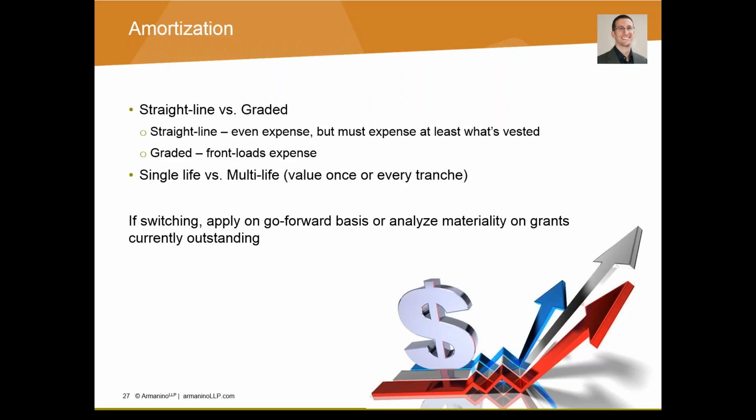expensing does. I'm not going to touch too deeply on single life versus multi-life. Most of the clients we have are using single life. Multi-life forces you to value each tranche as if it were its own grant. Again, not a recommended complexity to implement. I would recommend using single life straight line. That's the norm. If you, for some reason, want to front load or recognize more expense, then you might use that graded expensing. But I would still recommend using single life, where you only have to value that award one time.